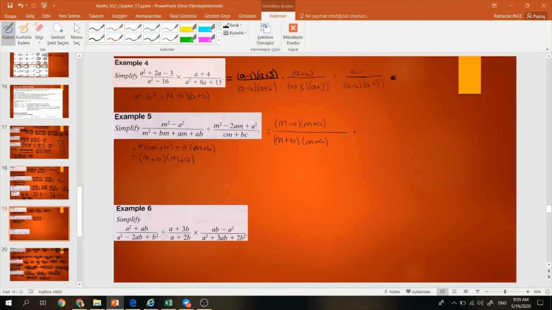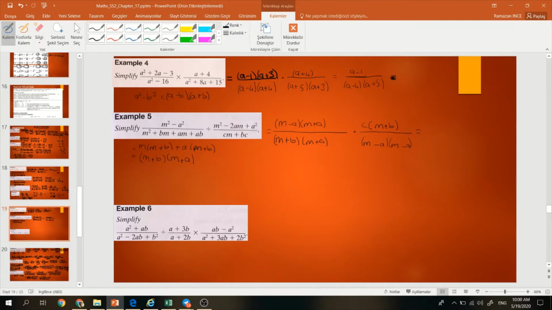Now I'm going to make it times instead of division. Then this part will come up, cm plus bc. And what's common here? C is common, means c in a bracket, m plus b over. Now we are going to factorize this one again. This is m square. It means, as you remember, we will have 2 expressions. M and m should be here. Then we are going to find 2 numbers such that when you multiply them, you will get a square and you will get negative 2a. It will be easy. Negative a and negative a, isn't it? Negative a times negative a will be positive a square, and negative a plus negative a will be negative 2a. Because of that, m minus a, m minus a will be here.